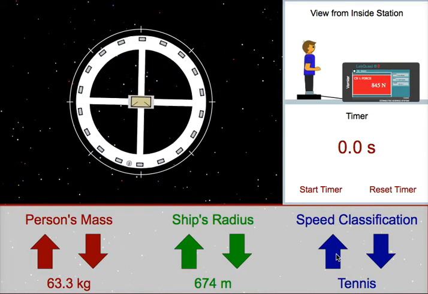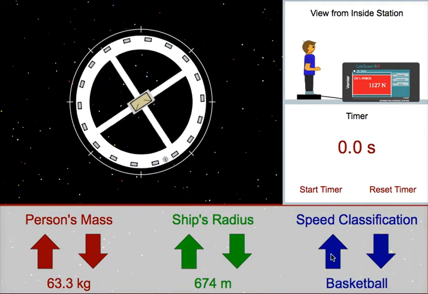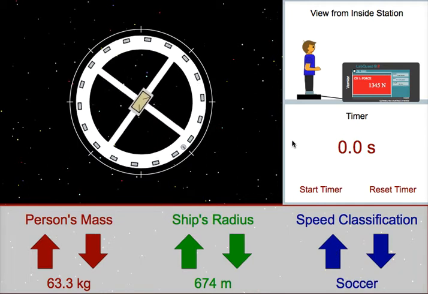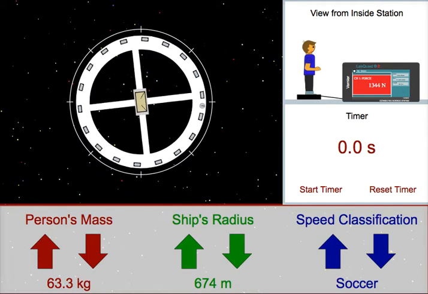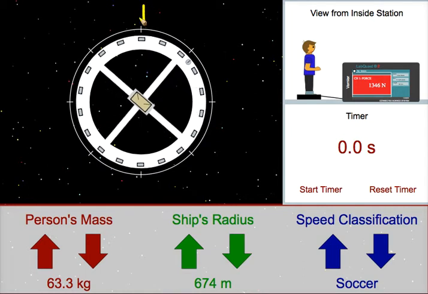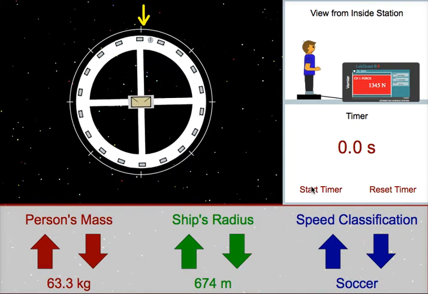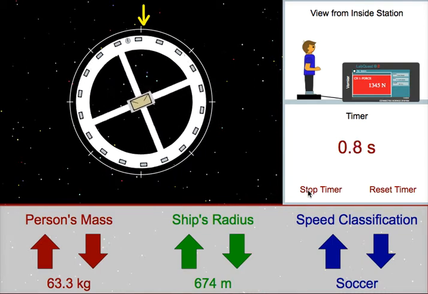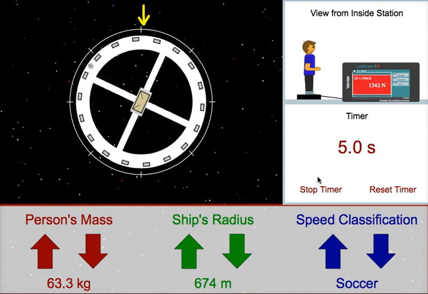And finally, there will be 10 different speeds that can be created for the space station. These speeds are not directly given to the student, but the student must use their timer to figure out these speeds. So we will start timing our person when they reach the highest point of the space station. And then we allow the person to go through a certain number of revolutions.